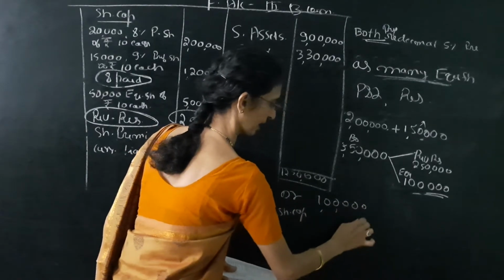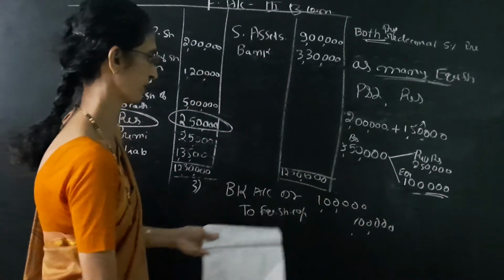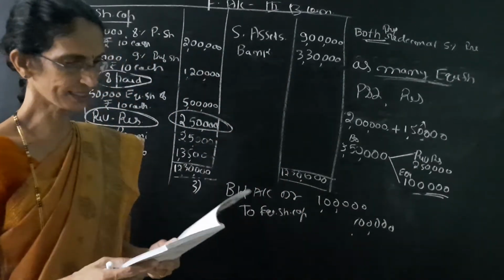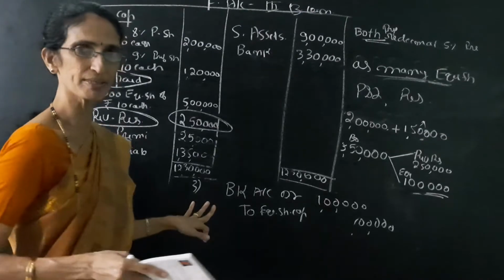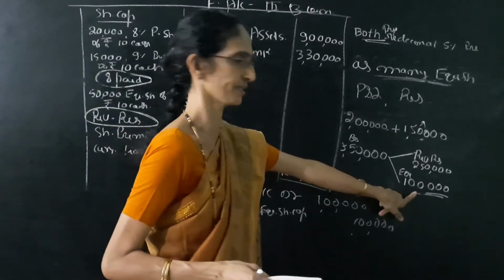So 1,00,000 amount we receive here. So the amount is 1,00,000. It is for the issue of equity shares. This is for the equity share issue, for this entry.